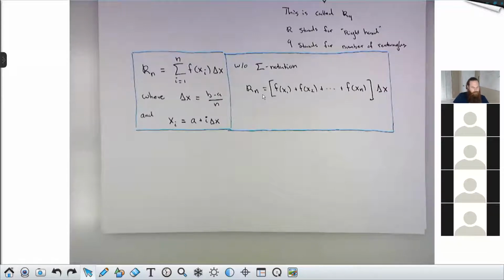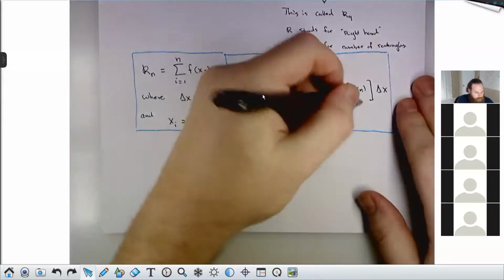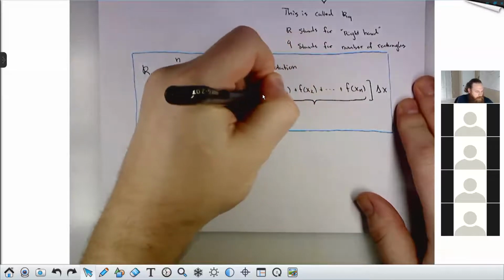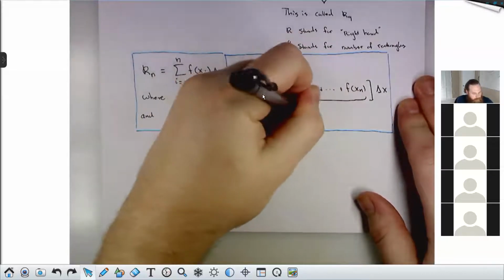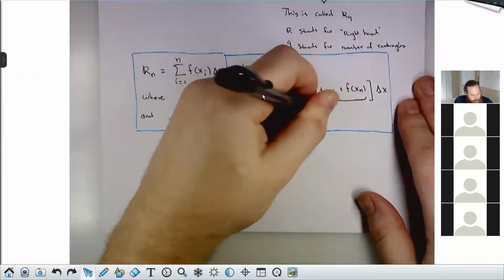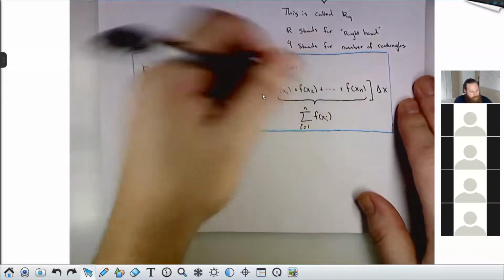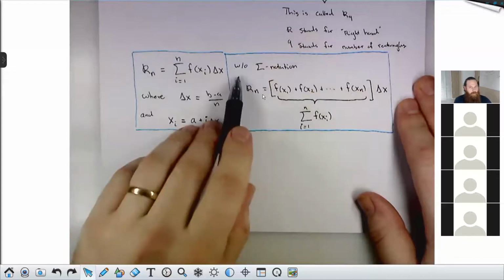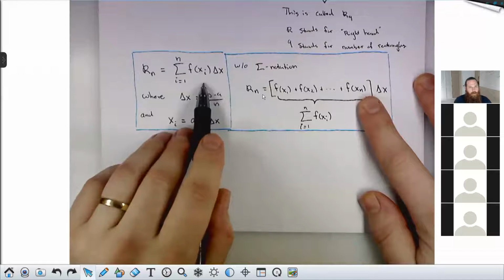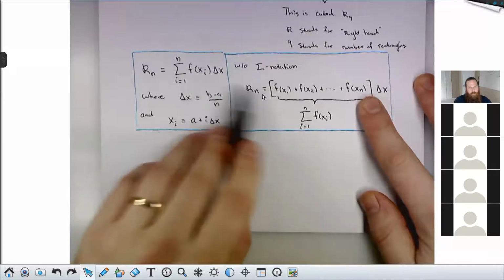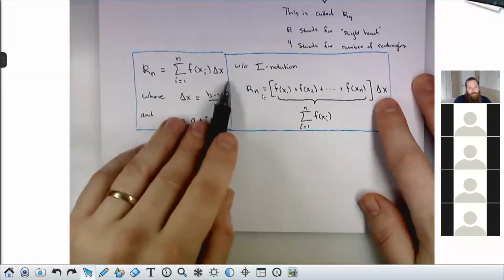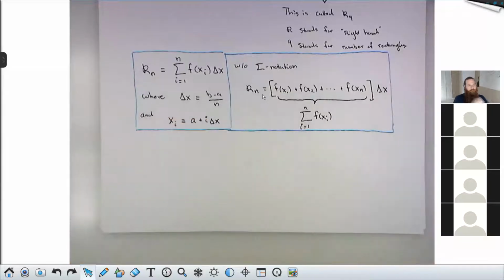Maybe one last thing. This piece right here is sigma i from 1 to n of f of xi. That's the relationship between the two, right? This is just the long way of writing this capital sigma piece. So this piece on its own could be written like that. And then we multiply by delta x.